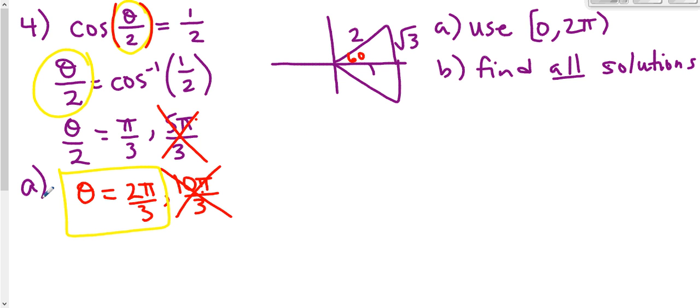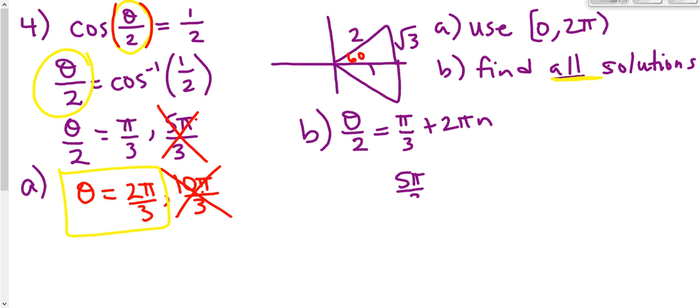Now let's go back and do part B. So we've already done most of the work. We got to the point where we had theta over 2 equals pi over 3. And now we don't eliminate anything. Now we want all solutions. And so we would say that one was pi over 3 plus 2 pi n. Remember, we add everything that's coterminal with pi over 3. And our other solution would be 5 pi over 3 plus 2 pi n.